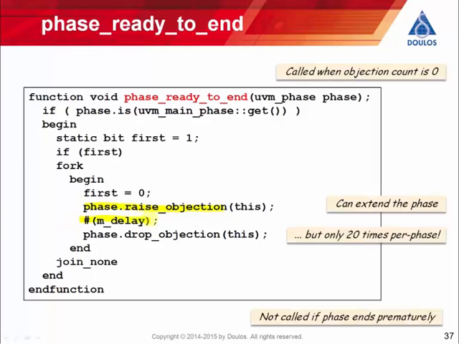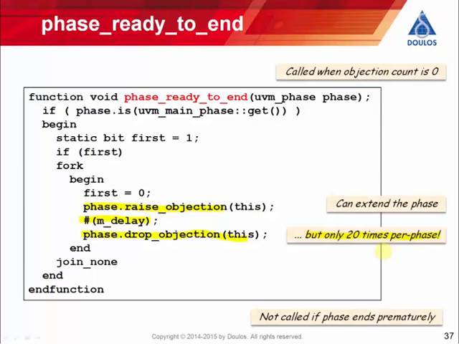Waiting for some time, and then dropping the objection. So by doing this, we've extended the phase. The phase has pretty much come to an end, and you say, no, I want to continue it a little bit longer by raising another objection. And you only get 20 shots at that. So there's actually a fixed magic number of 20 in the UVM base class library, and this loop would only work 20 times. It would crash out after you'd attempted to extend the phase 20 times per phase.